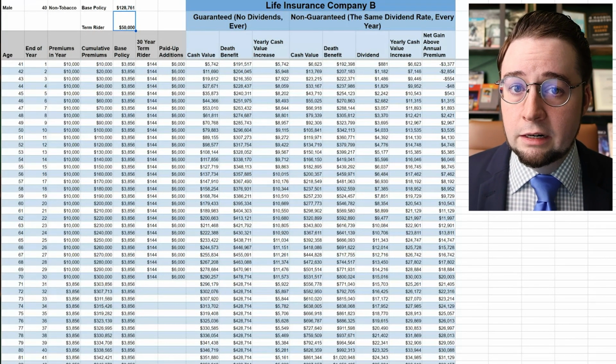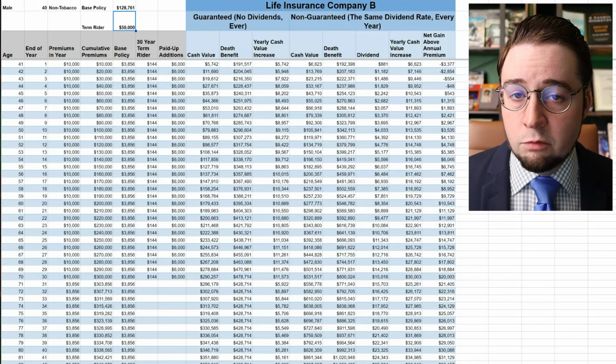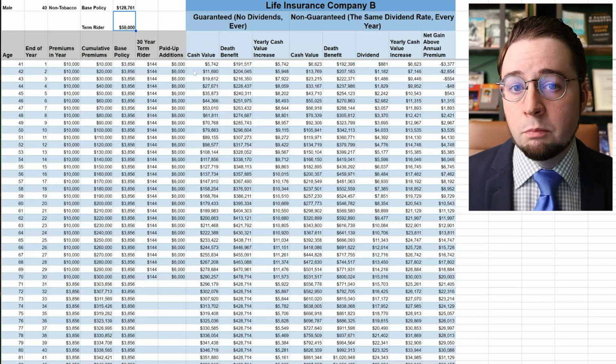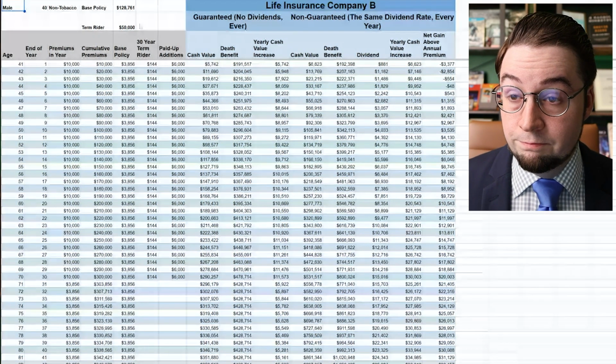Anytime you're looking at a life insurance policy, particularly a whole life insurance policy, if you're taking from something, you're giving somewhere else. If you're giving somewhere, you've got to take from somewhere else. There is no perfect policy. There's just the perfect policy for you.